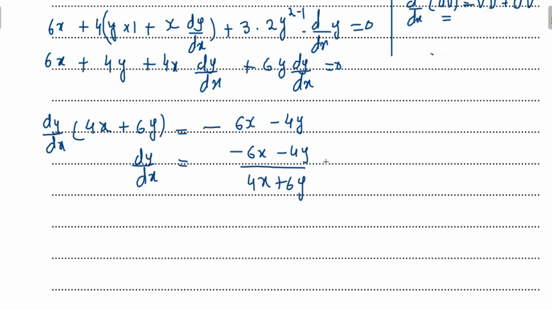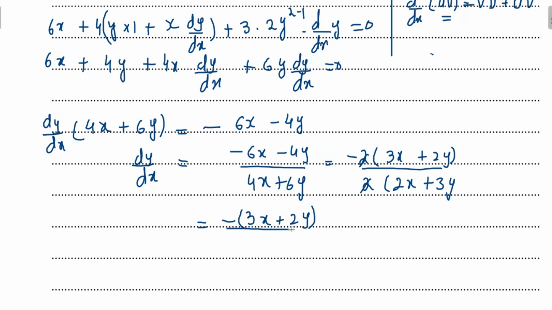Now we take the common minus 2. That becomes 3x plus 2y. And the same here, we take a common 2. That becomes 2x plus 3y. Now the 2 will be cancelled. dy over dx will become minus (3x plus 2y) over (2x plus 3y). And we have to prove that dy over dx is equal to this value.